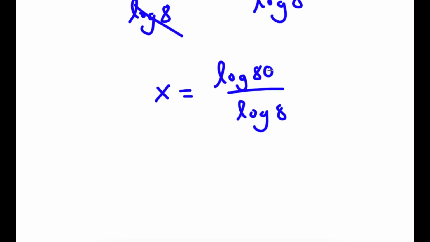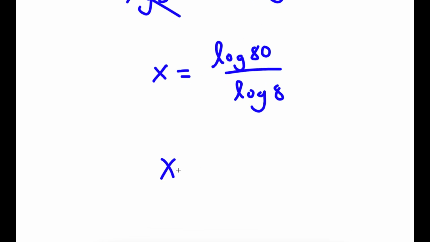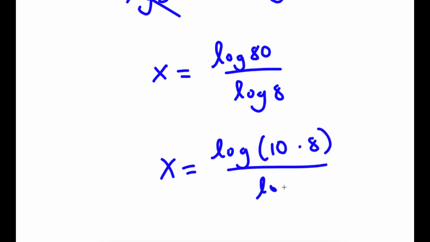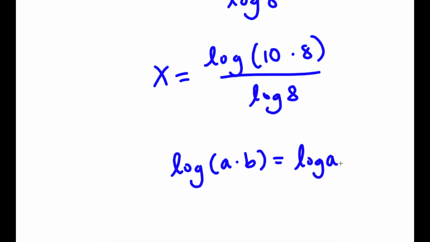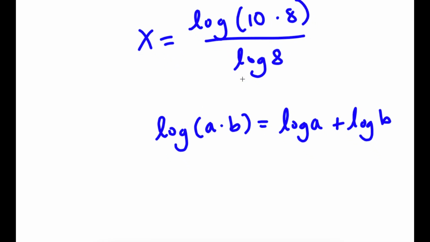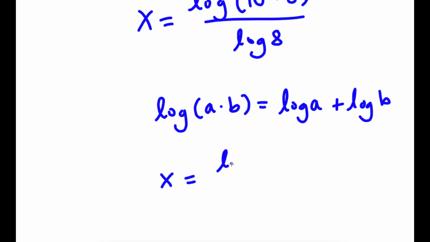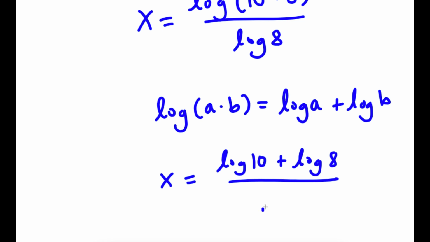So now log 80 here, well, 80 is the same thing as 10 times 8. So I'm going to rewrite log of 80 as log of 10 times 8. And if I have something in the form log of a times b, this is equal to log a plus log b. So in this case, log 10 times 8 is going to equal log 10 plus log 8. And now I have this over log 8.